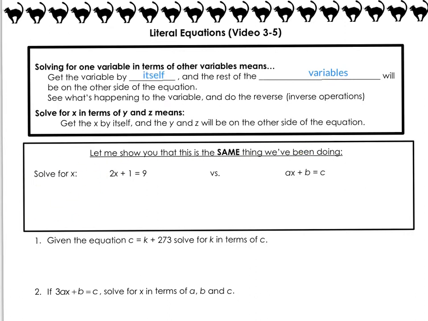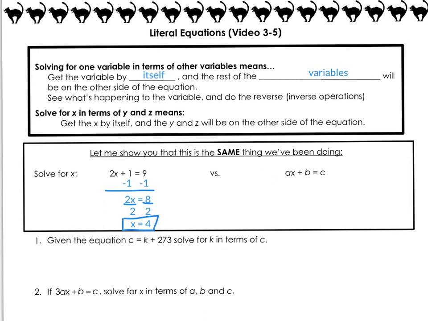So let me show you that this is the same thing that we've already been doing. When we solve for x, what's happening to x? It's being multiplied by 2. We're adding 1, so I need to do the opposite in the opposite order. So I'm going to start by subtracting 1 from both sides, and then I get 2x equals 8. Then to get x by itself, I would divide by 2, and get my answer, which is that x equals 4.